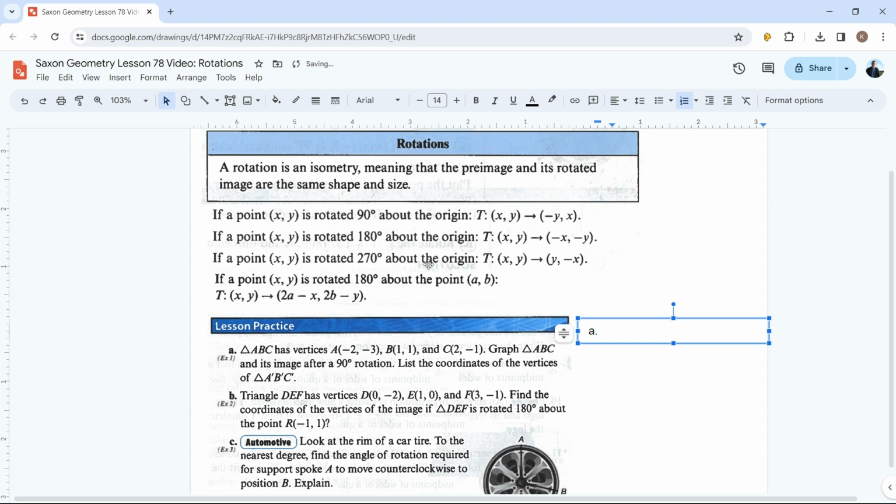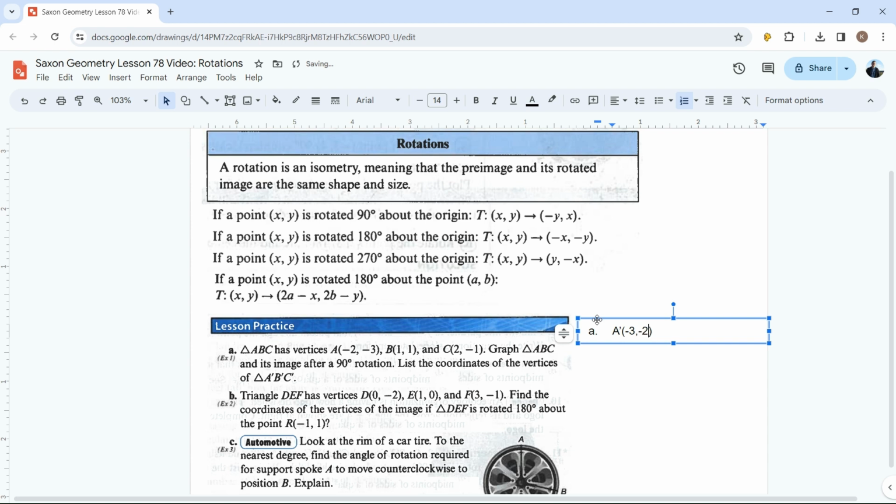And that means that I can use one of these about-the-origin formulas. What degree are we rotating? 90 degrees about the origin. So I'm going to use this one. And that means for each of the points, I'm going to switch X and Y. So for A prime, I'm just going to do this in parts. The first thing I'm going to do is switch X and Y. It's going to be (-3, -2).